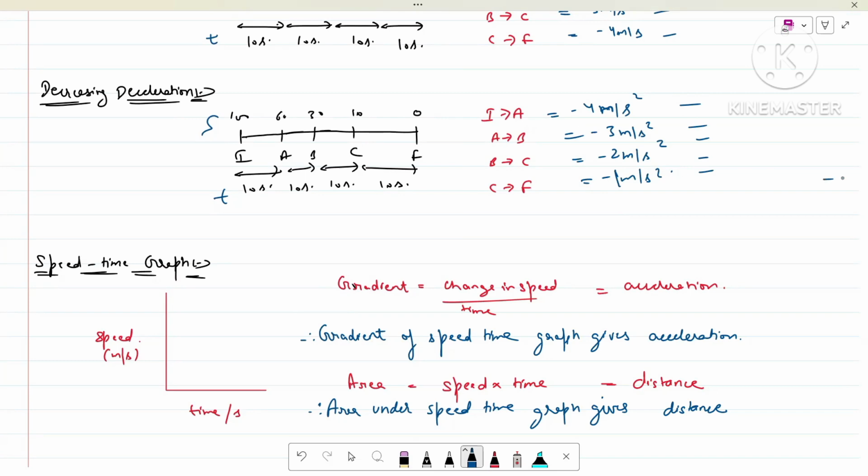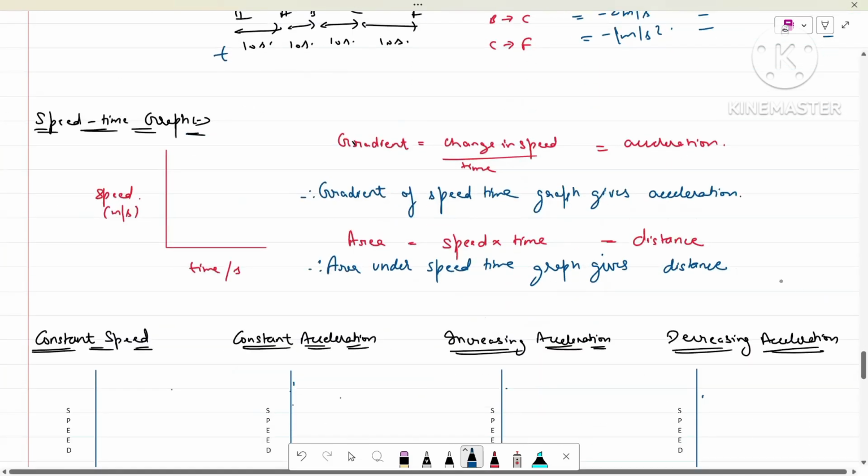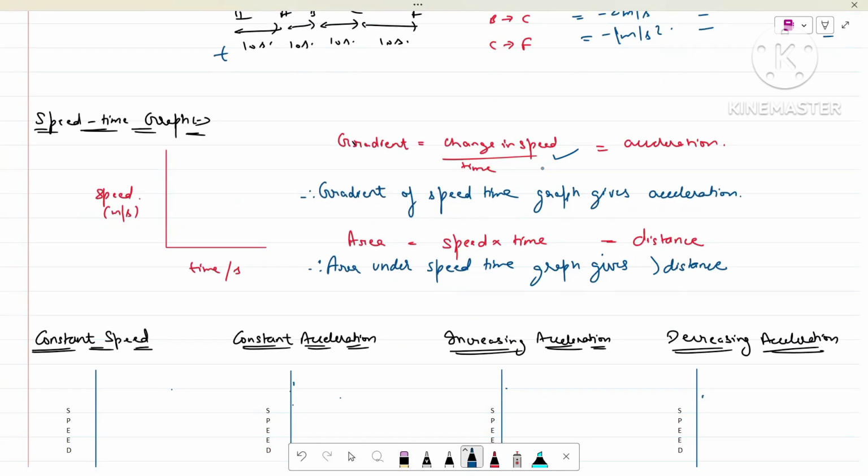Now we will talk about the speed time graphs. When we draw a speed time graph and we want to find the gradient, the gradient will be change in quantity along the y-axis by change in quantity along the x-axis. Along the y-axis, we have considered speed. Along the x-axis, we are considering time. So gradient will be change in speed by time, and change in speed by time we have defined as acceleration. So gradient of a speed time graph gives acceleration.